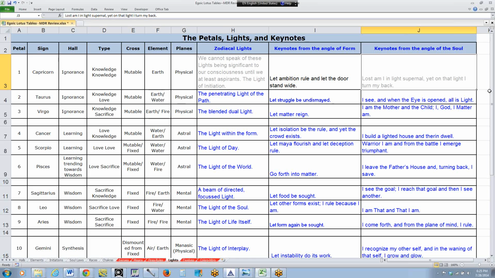We can use this, but it's very strong all the way through the initiatory process, ruled in part by Scorpio, very strong at the eighth petal. I leave the Father's house, and turning back I say. This is already beyond the Egoic Lotus. The Egoic Lotus has completed, and we are in the monadic realm, and we once did leave the Father's house.